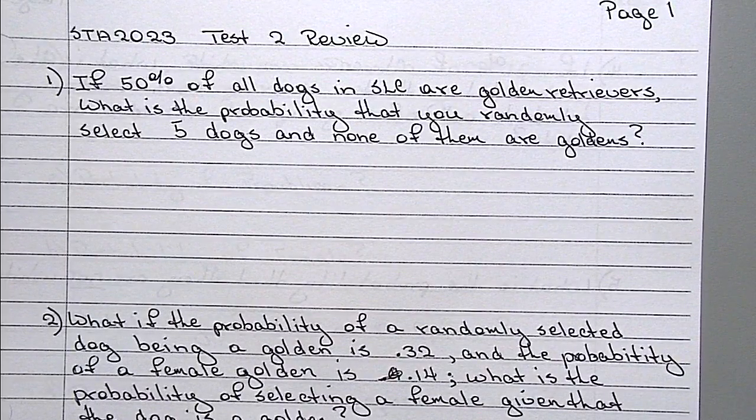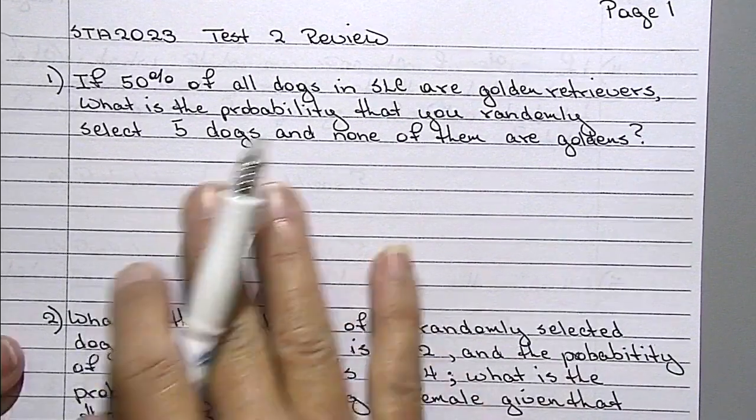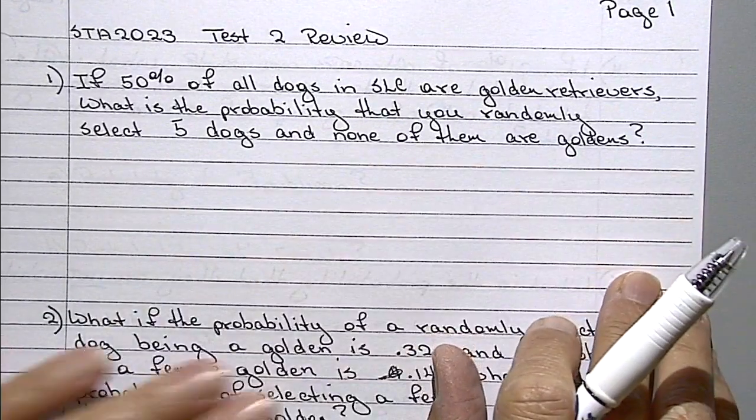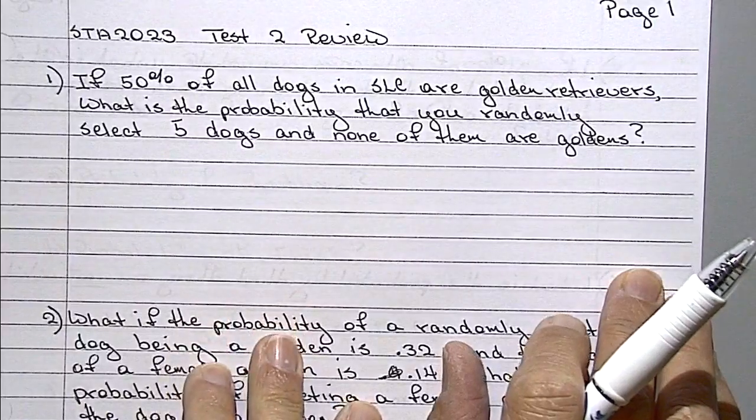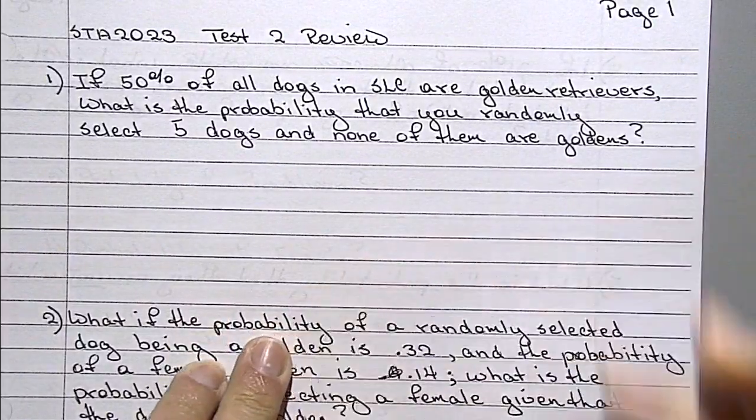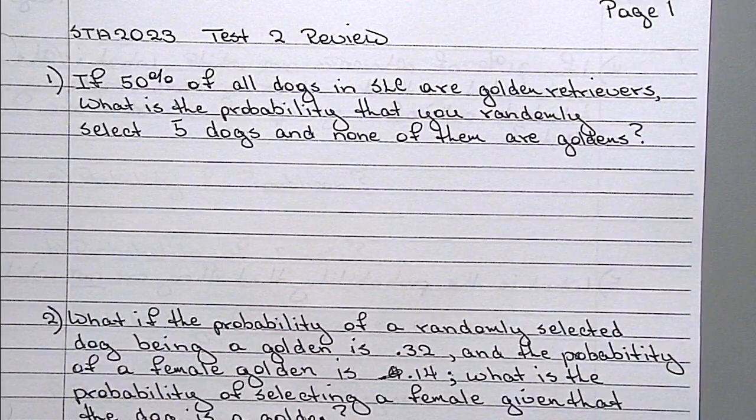The first one: if 50% of all dogs in St. Lucie County are golden retrievers, what's the probability that you randomly select 5 dogs and none of them are goldens? Now, I don't have my book here with me, but you need your binomial table for this test, and it'll be on the test. Make sure you have that and your formula sheet as we go through this, okay?